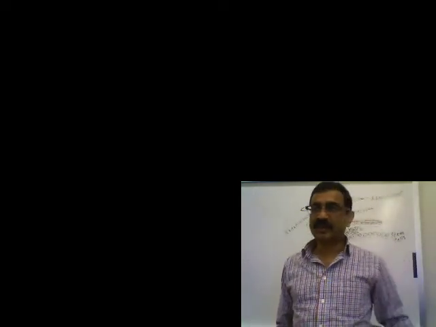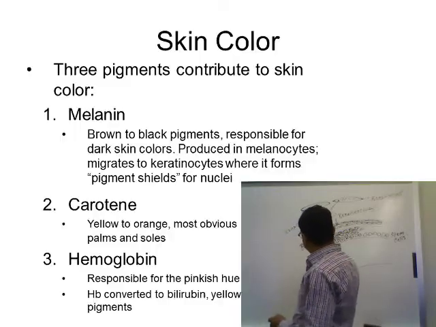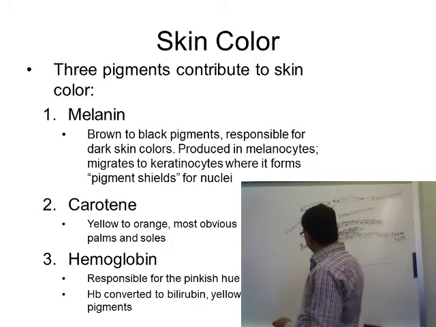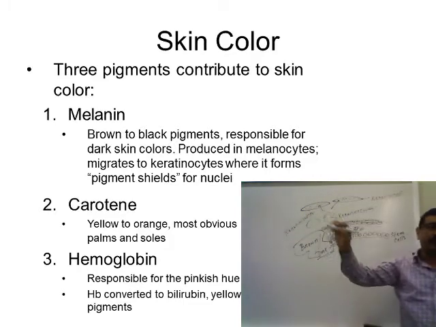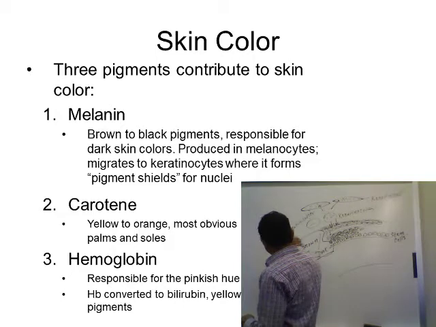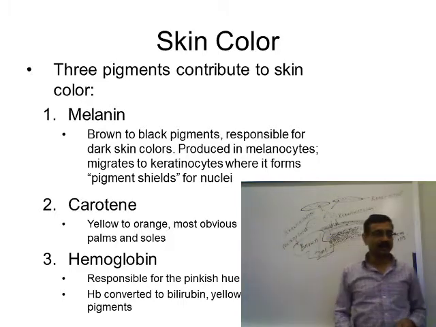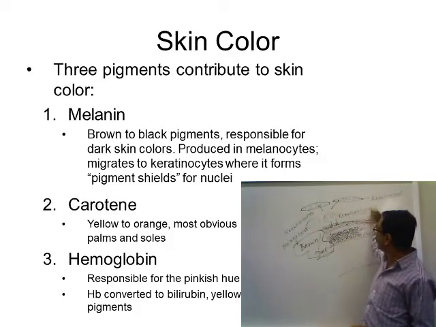Skin color. A number of pigments are responsible for the skin color. The most important one is melanin. Melanin is a brown to dark colored pigment. So the color of melanin is brown to dark, and this one is mainly responsible for the skin color. Melanin is produced by cells of the skin called melanocytes. So melanocytes produce melanin. Is it clear? Keratinocytes produce what? Keratin.